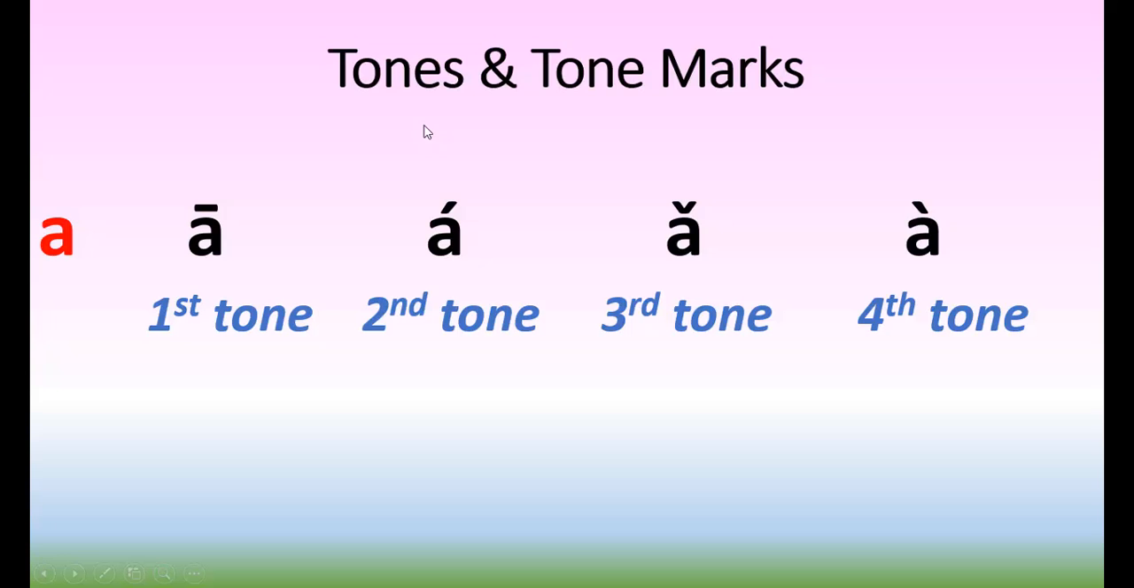Next, let's learn the different tones in Chinese. In Chinese, we have 4 different tones: first tone, second tone, third tone, and the fourth tone. The first tone is flat. The second tone is going up, like a question, what? The third tone is going down, then going up. The fourth tone is going down.